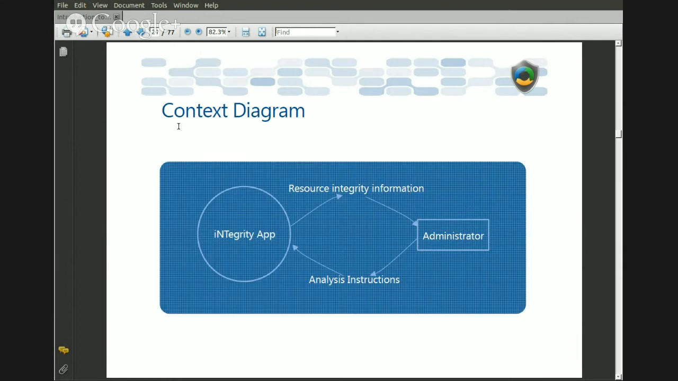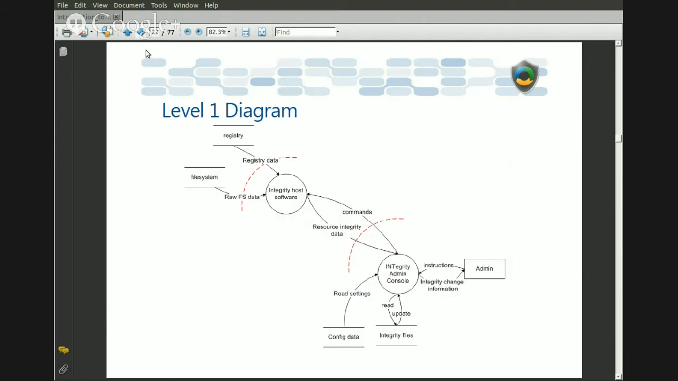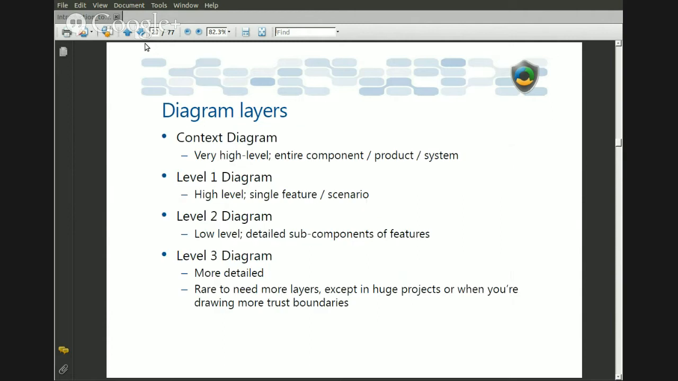All right, so here it just shows a context diagram. That's all this is. And here it shows a level 1 diagram. So you can see at level 1 the raw file system data talking to the integrity host software, sending resource integrity data here, and then of course you have these boundaries drawn right here. You can see all the different items occurring in this particular function.